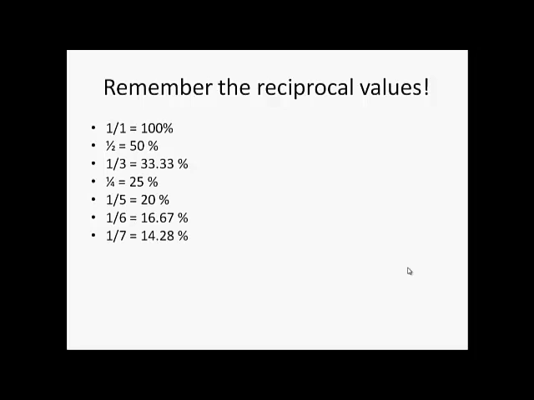16.67%. 1 by 7 is 14.28%. 1 by 8 is 12.5%. 1 by 9 is 11.11%. And 1 by 10 is 10%. It would be also advisable to remember the reciprocal values the other way around, as in 10% is 1/10, 12.5% is 1/8, 20% is 1/5, and so on.